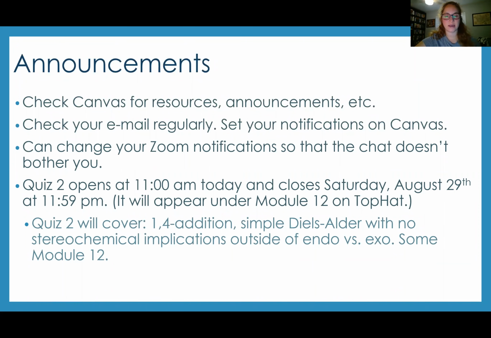Quiz 2 opens at 11 a.m. today after class, and it closes Saturday, August 29th at 11:59 p.m. It will appear under module 13 on Top Hat. It's going to cover 1,4-addition, simple Diels-Alder with no serious stereochemical implications. It'll ask you to distinguish between endo and exo, but there's nothing overly complicated about the Diels-Alder problems on here. And then I did throw in some module 12 questions.